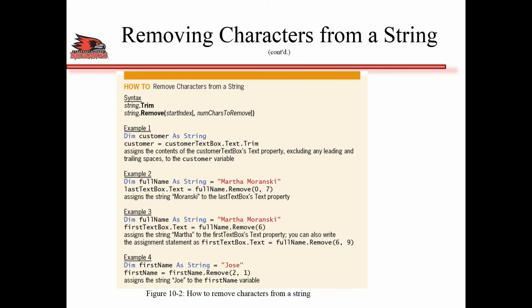If you want to trim any spaces, it's your string name followed by a period and then Trim. If you want to use remove, it's string dot Remove, and then in parentheses you first say which index to start from. That's the start index. And remember, like arrays and list boxes, in a string each character has an index.